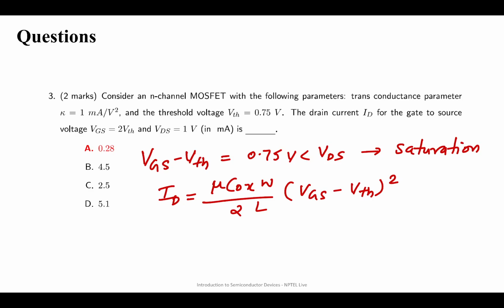So the answer to this is 0.28. If you calculate Vgs minus Vt, it comes out as 0.75 volts, which is less than VDS. So this is in the saturation region, and the current in saturation is mu Cox W by 2L times (Vgs minus Vth) whole square. This whole thing is called your conductance parameter, which is given to you as 1 milliampere per volt square. So you just multiply everything here, you will get 0.28 milliamperes.